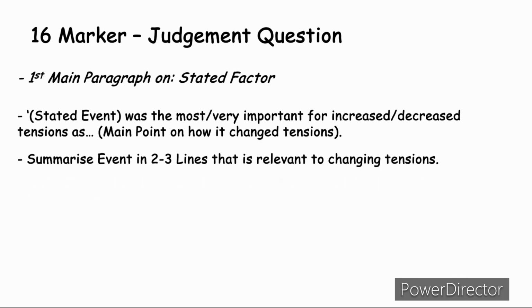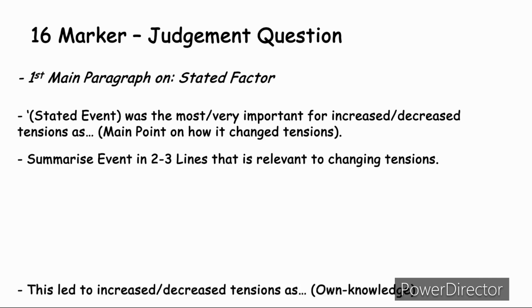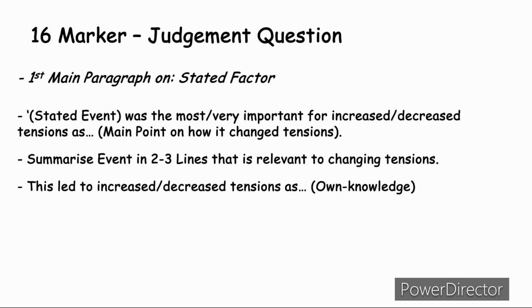Afterwards, you summarize the event in 2 lines. Don't include every part of the event, but parts which cause a change in tensions. Then, you explain how it led to increase or decrease in tensions, with a sentence starting with this led to increased or decreased tensions because. Finally, you end this by comparing this factor with other factors. If you think this is the most important, argue why it is more important than other factors. If you think other factors are more important, argue why this is less important.